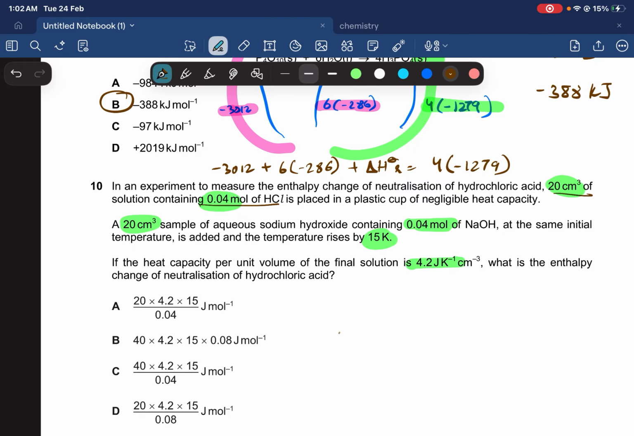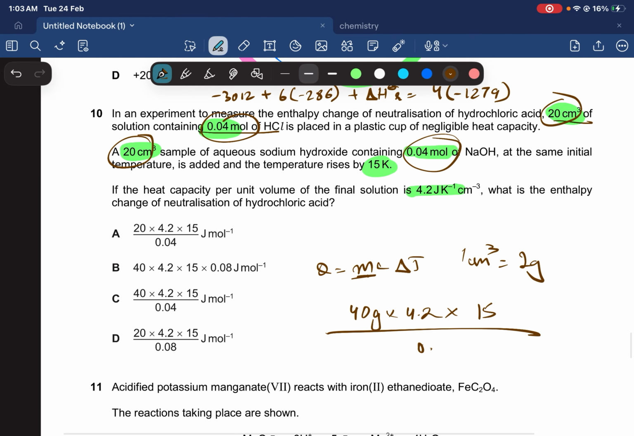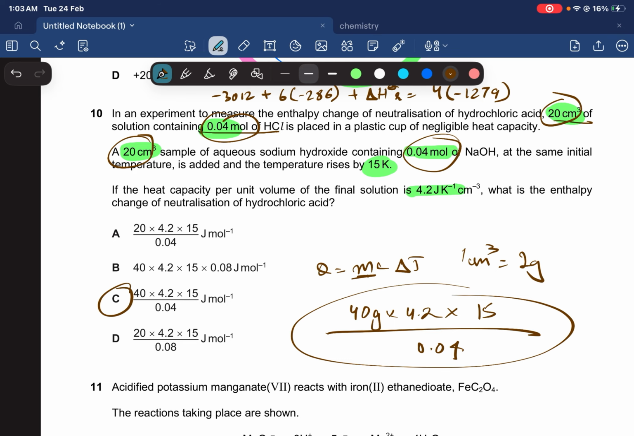Okay, first we have to calculate using the formula Q equals mc delta T. M is the mass. What's going to be the mass? 1 cm³ equals 1 gram. Over here we have 20 plus 20, that's 40 cm³, so we're going to have 40 grams, times C, which is 4.2, times delta T, which is 15 Kelvin, divided by the moles of the limiting reactant. Out of HCl and NaOH, both are in equal amounts, and if you make the equation, they react in equal amounts, so you can take any one. So divided by 0.04. Which statement matches? This option C matches. You can see it for yourself.